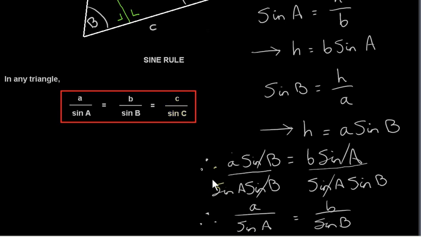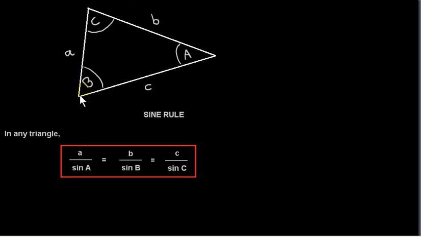Now, what about showing that A over sine A equals B over sine B equals C over sine C? In practice, we don't use this third ratio. In practice, we just use these two. But let's just go through the proof of the complete sine rule. What we do is we draw in a different perpendicular. We can draw in this perpendicular.